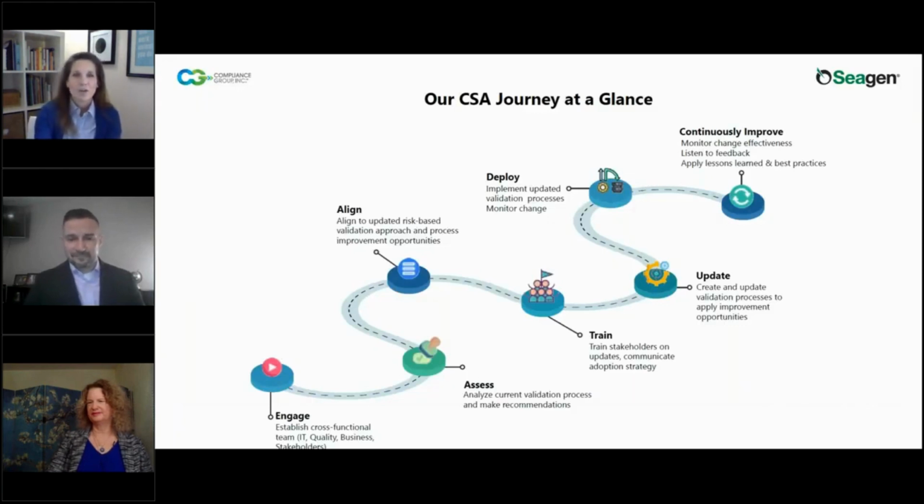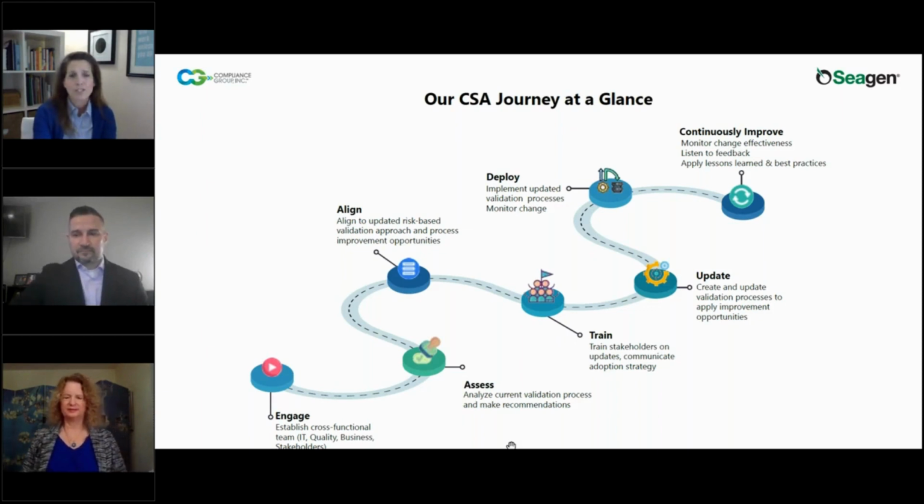So just a little bit of an overview of the journey that we took to implement CSA concepts as part of our validation program. We start down in the bottom left of the path, engaging our stakeholders. We established cross-functional teams. It was very important to work very closely with not only our IT organization, but our quality partners and the business representatives throughout the organization. So we started by engaging them, gaining support for what we were trying to do.